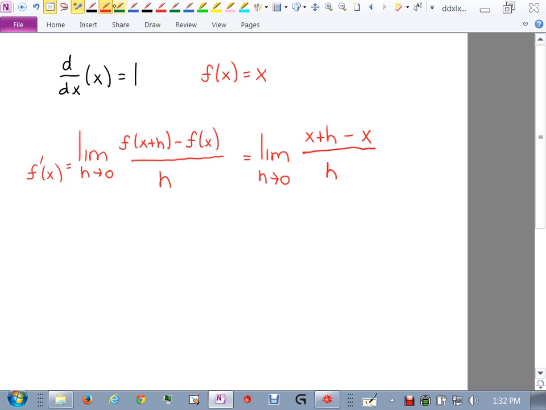Now, do you see the x's cancel? And all you're left with is h over h, right? H over h cancel out and give you 1. What is the limit as h goes to 0 of 1? Well, does h do anything here? I mean, h goes to 0. What happens to 1? Nothing, right? 1 just stays the same. So your answer is just 1, which checks off what we were trying to show.